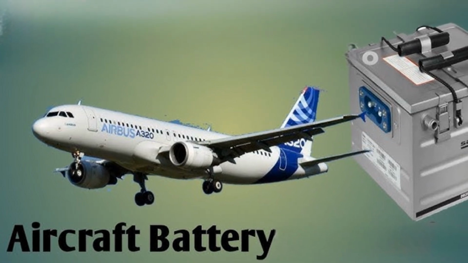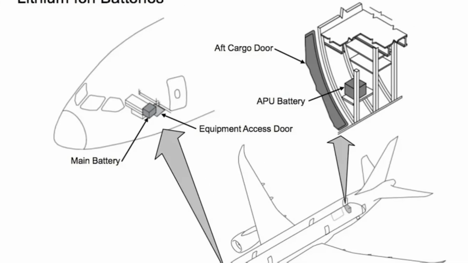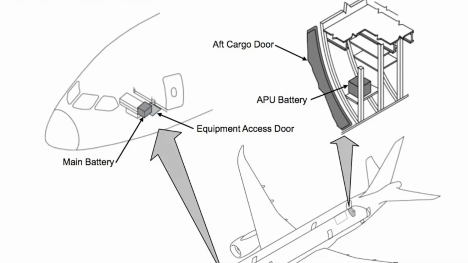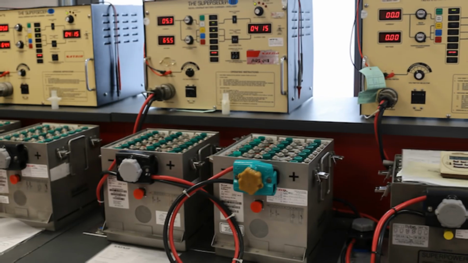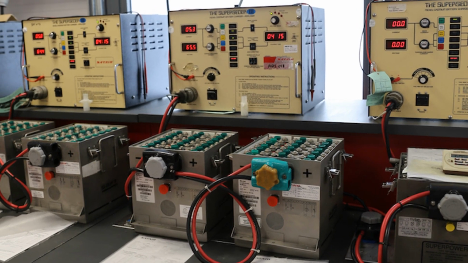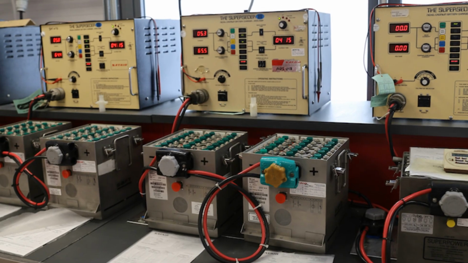Aircraft batteries are critical components that provide electrical power for essential systems, especially during emergencies or when other power sources are unavailable, serving as backup power. Aircraft have onboard batteries, typically lithium-ion or nickel-cadmium batteries, common in modern commercial and military aircraft.